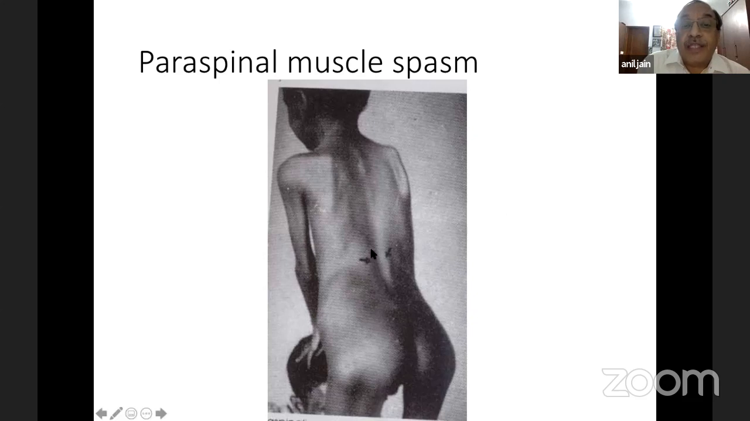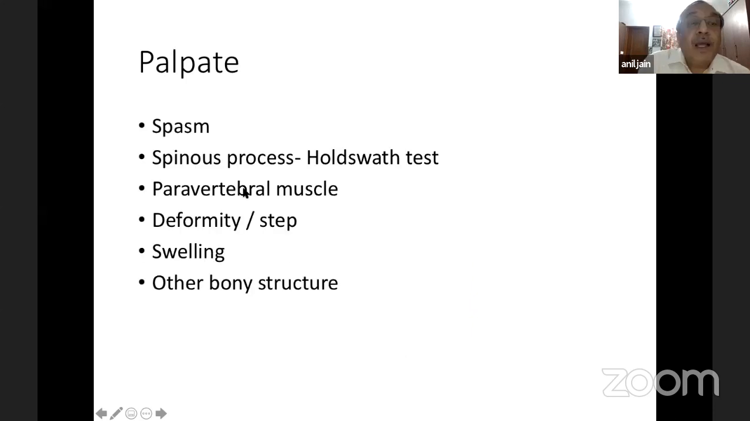Now, this is the paraspinal muscle spasm. And here you palpate and you find that these muscles are firmer than the muscle above and below. So you have palpated spasm, spinous process, as I said, Holzwarth test. Paravertebral muscles, I've already told. Deformity, steps, you have to palpate what kind of deformity, what kind of steps, any swelling, and other bony structure.